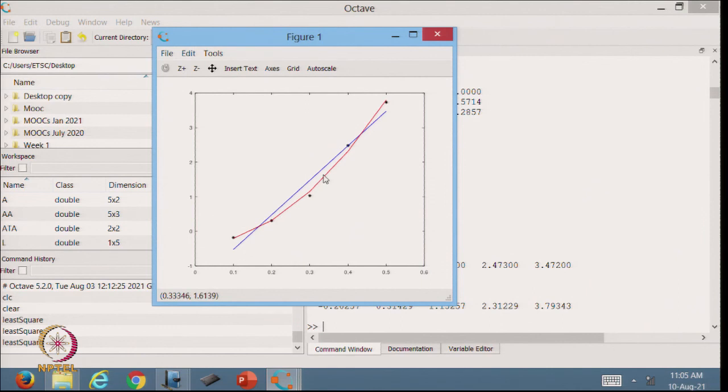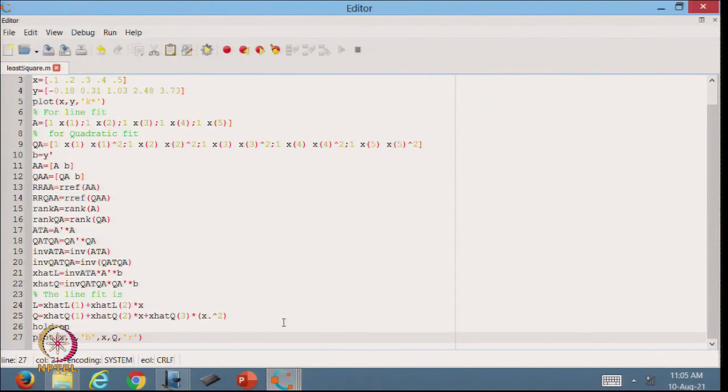So this way we can plot all the plots together in one plot by the command hold on. So this way we can write the code for finding the least square method.